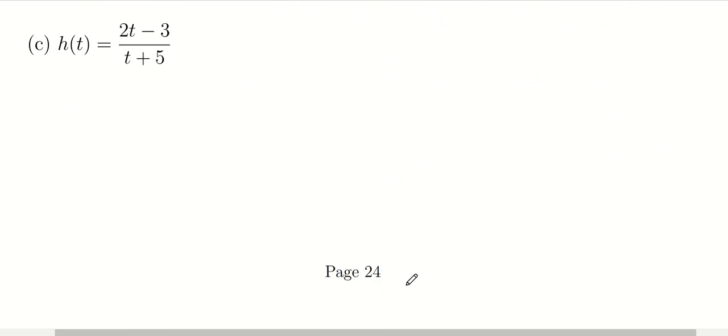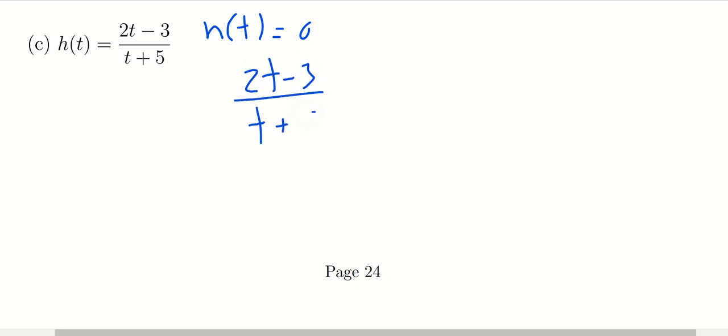The next one we have is the function h of t. To find its zeros, we're going to set it equal to 0. So when is h of t equal to 0? That happens when 2t minus 3 divided by t plus 5 equals 0. We're now solving an equation that has fractions in it, so remember how we do this. The common technique is to multiply both sides of the equation by the LCD of any denominators you have. Here we just have one denominator, which is t plus 5. So let's multiply both sides of the equation by t plus 5.